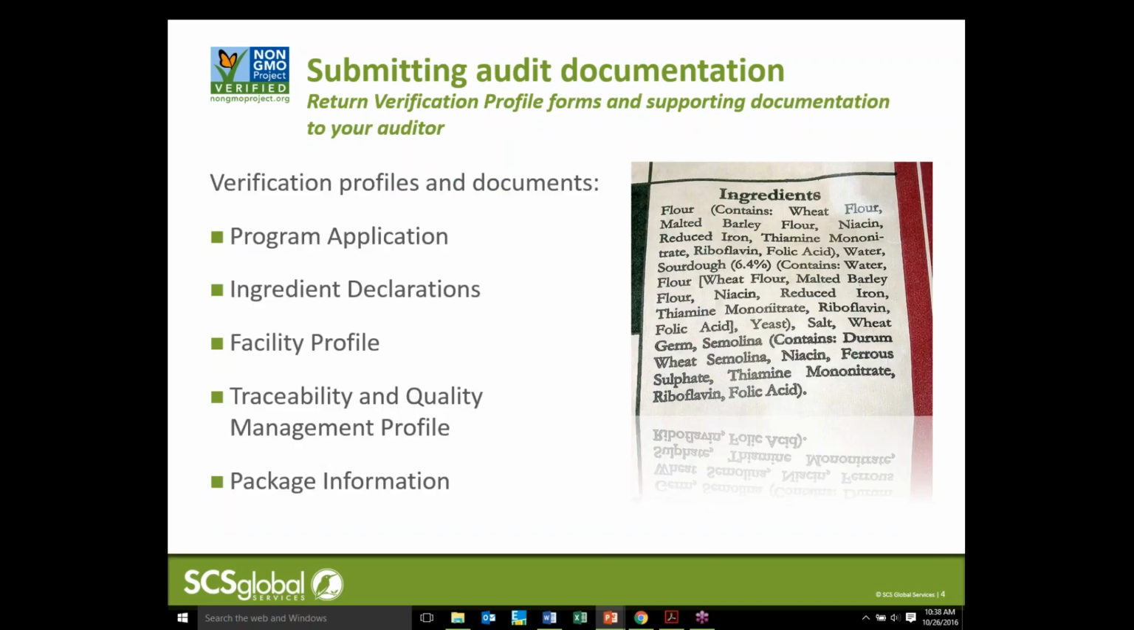So I'm just going to back up one slide here. If you look at this ingredient statement on the right-hand side of the slide, you'll identify some mono inputs in this product, such as wheat germ. That's a single component ingredient, versus the first ingredient, which is flour, which contains wheat flour, malted barley flour, niacin, reduced iron, thiamine mononitrate, riboflavin, and folic acid. That flour would be considered a compound input, and the wheat flour or the barley flour within that input would be considered a mono input.